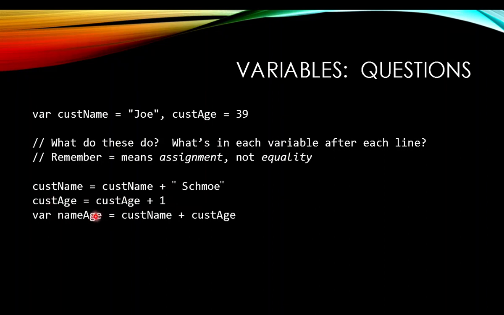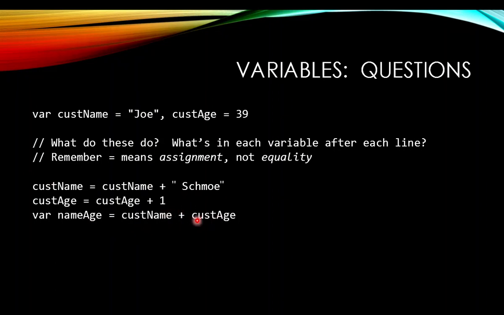All right, how about this one? Cover up the left side. Cust name, that's Joe. In fact, it's Joe Schmo at this point, right? Because we've added on and stored it back in the customer name variable. So Joe Schmo plus cust age. Cust age is now 40. So what is Joe Schmo concatenated to 40?